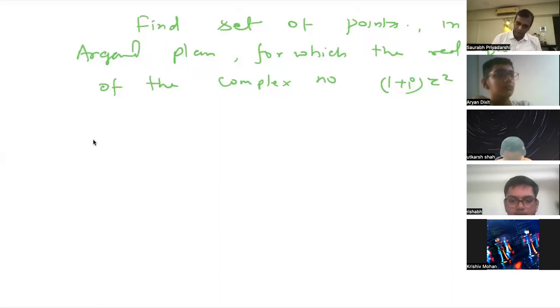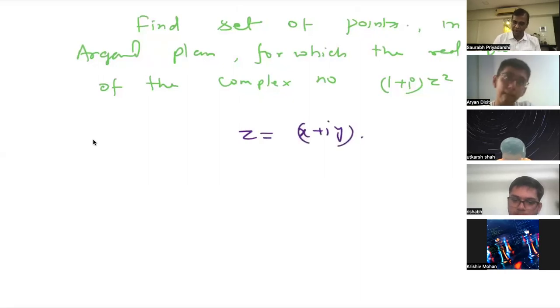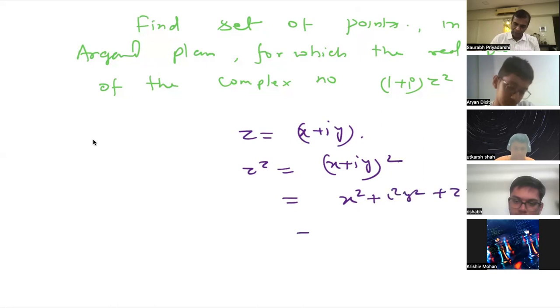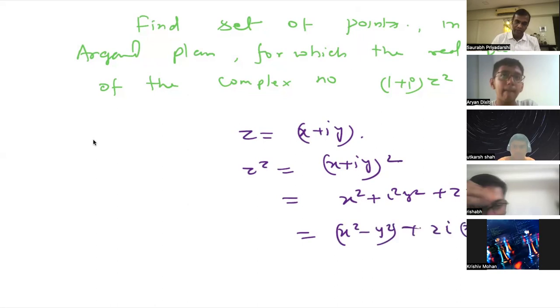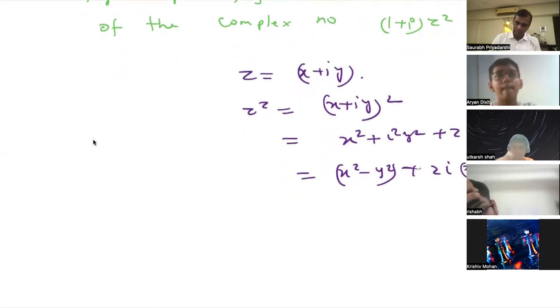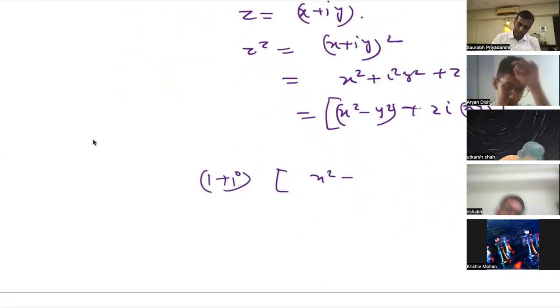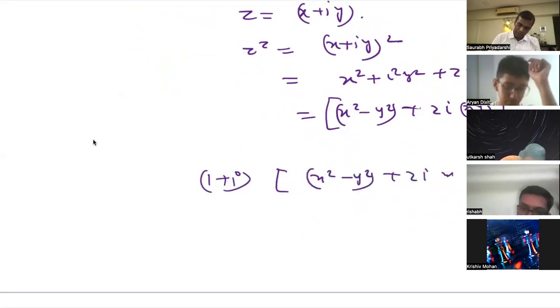It is given z is obviously a plus ib, or x plus iy, with the variable I have to take. So this will be x plus iy. z square is x plus iy the whole square. I guess you all know this: x square plus i square y square plus 2xyi. So this will be x square minus y square plus 2ixy. Is this okay? Then this will be multiplied with 1 plus i: 1 plus i into x square minus y square plus 2ixy.